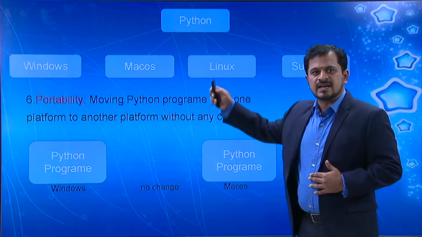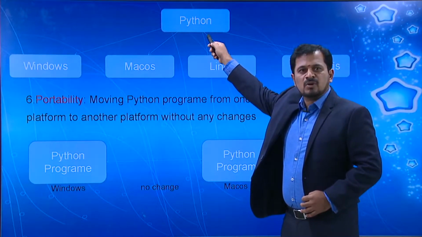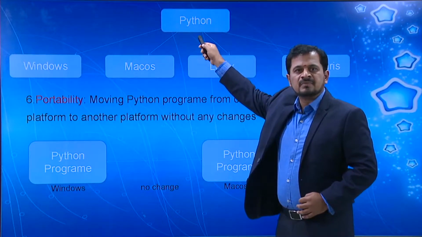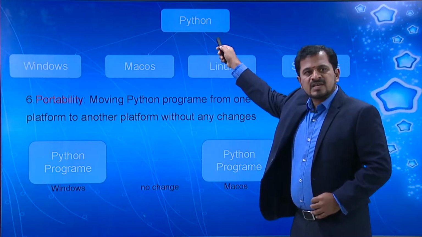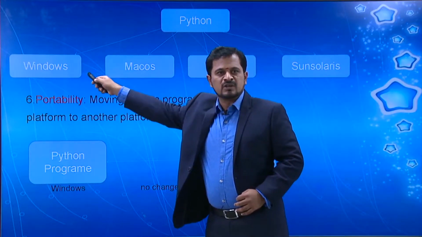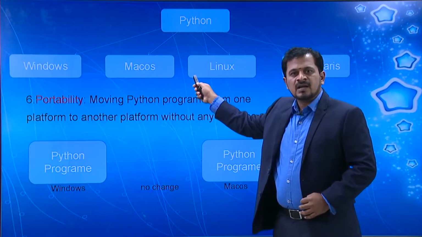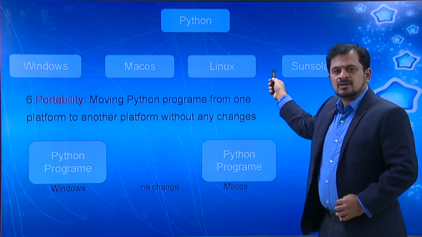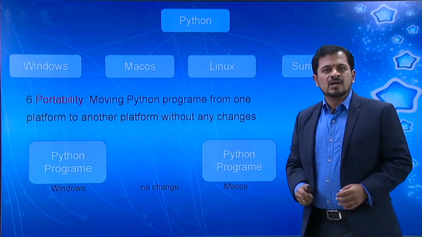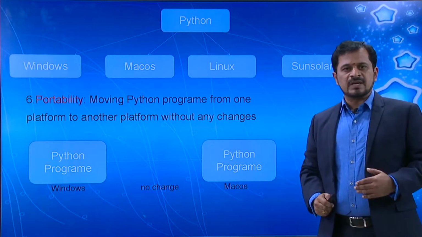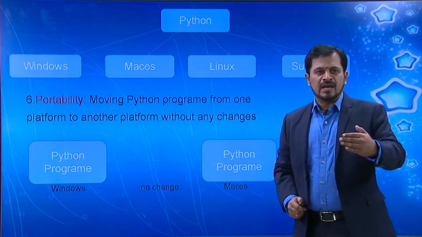If you see this diagram, you can understand very clearly. In this Python platform, you can write your program for your problem statement. You can develop anything, and the same thing can be run in a Windows environment, a Mac OS environment, a Linux environment, and a Sun Solaris environment. Not only these four, you can run it in any other environment without any hurdles. So that is why it is called platform independent, write once, run anywhere.